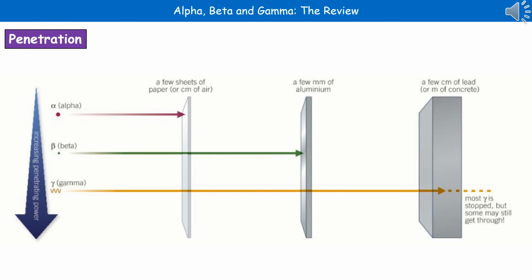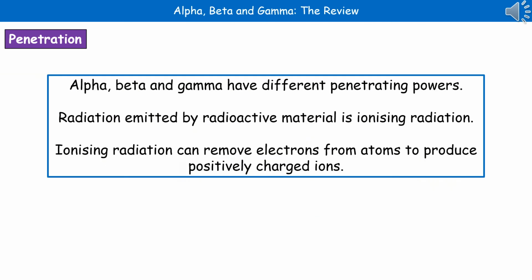This diagram is an important one to understand. So what we've got is a diagram showing the different penetrating powers of our 3 key types of ionizing radiation they will ask about. So we've got alpha, beta and gamma there. Alpha is the least penetrating, stopped by only a few sheets of paper. Beta will pass through the paper but be stopped by a few mm of aluminium, and gamma passes through paper and aluminium but will only be mostly stopped by a few centimetres of lead or a few metres of concrete.